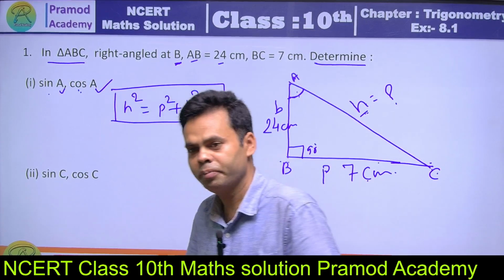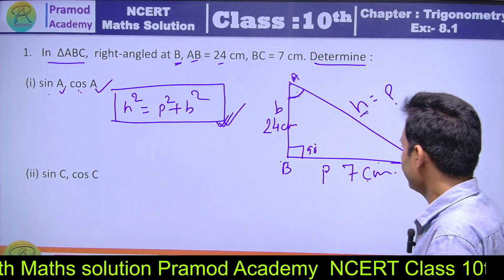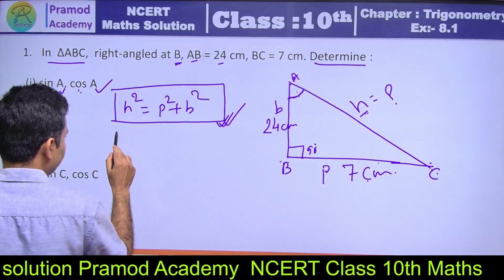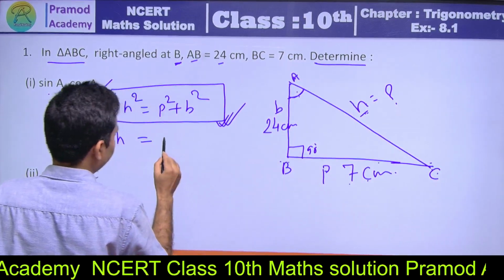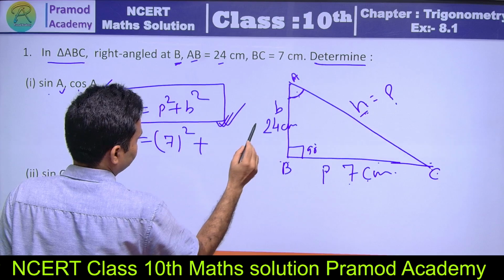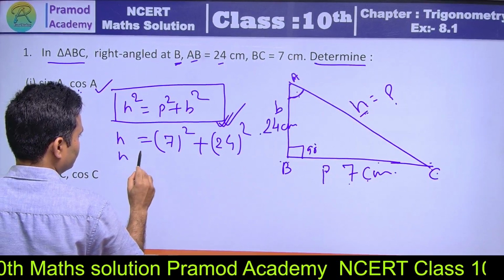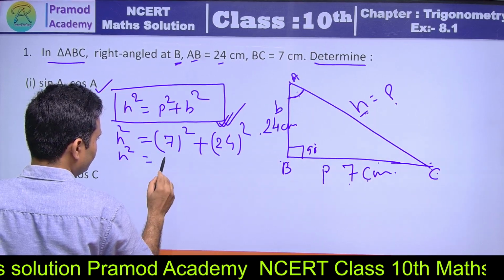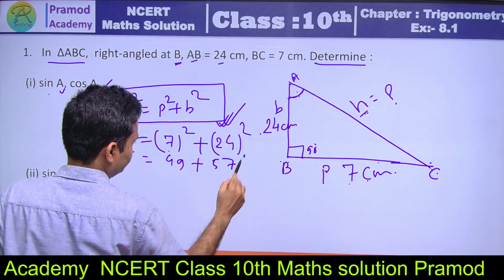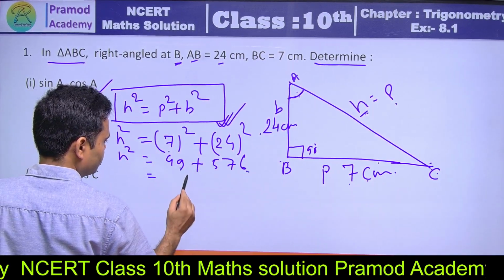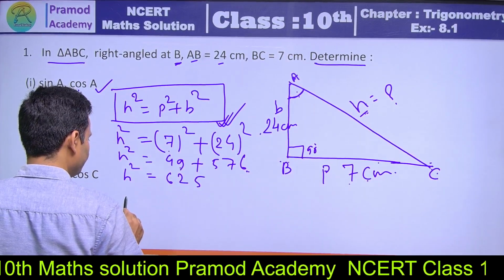According to Pythagoras theorem, this formula is given by Pythagoras. So if I put in the values, I will get the value of H. Here P is 7, so H square equals 7 square plus B, 24 square. 7 square is 49, 24 square is 576. So 625. H square equals 625.